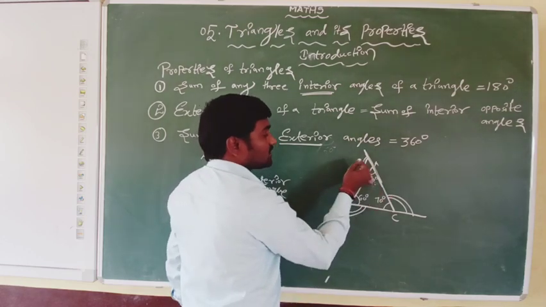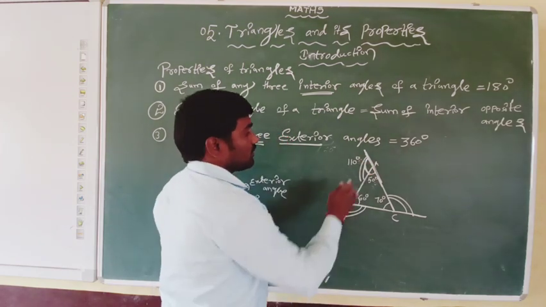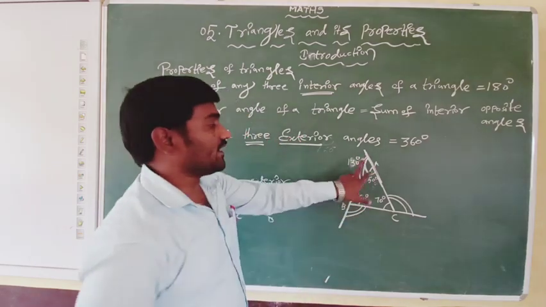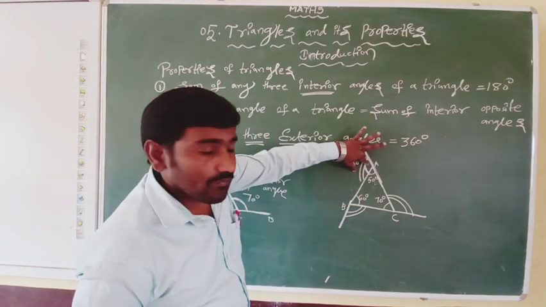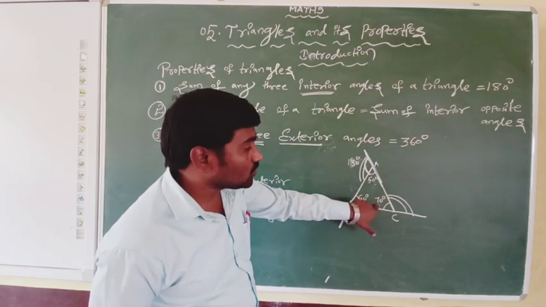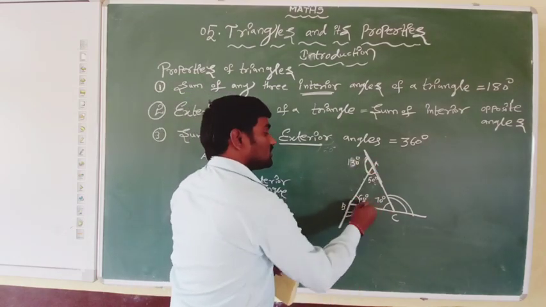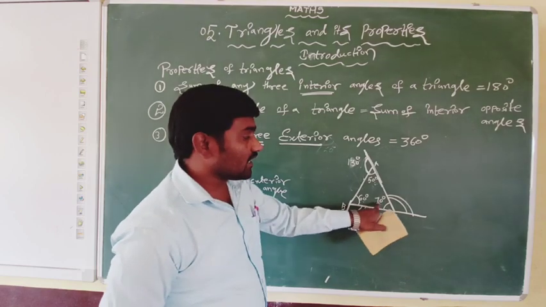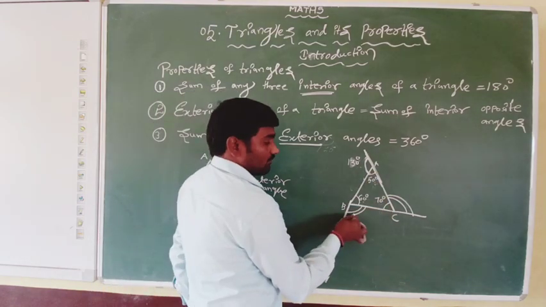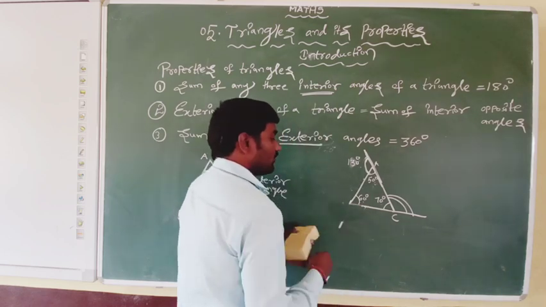So 50 plus 130 degrees gives 180. This is the external angle now. The external angle equals the sum of the opposite interior angles. If you add these two, you will get the external angle. So what will the external angle be now? 60 plus 70 equals 130. Internal angle equals external angle. The sum of two internal angles equals the external angle. No problem, wherever you go.